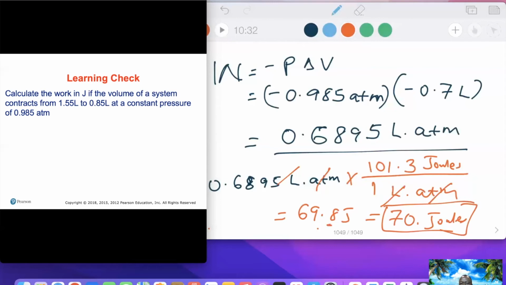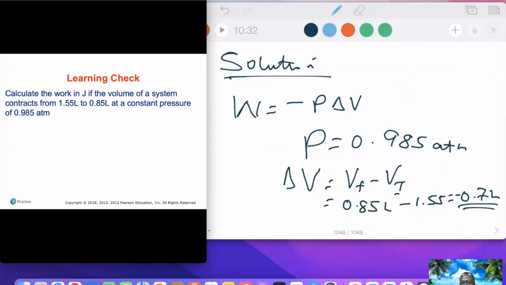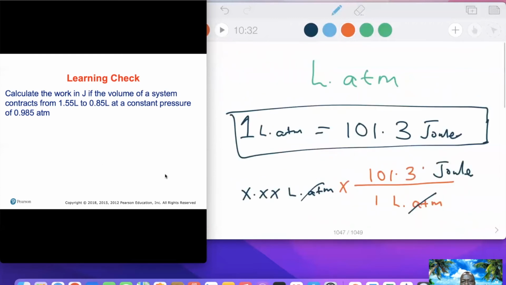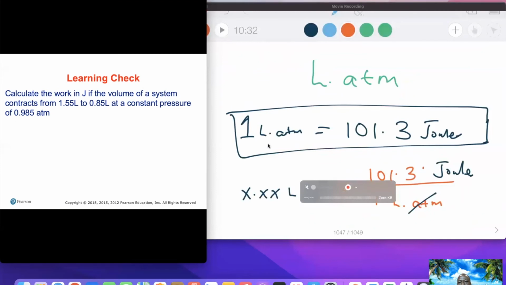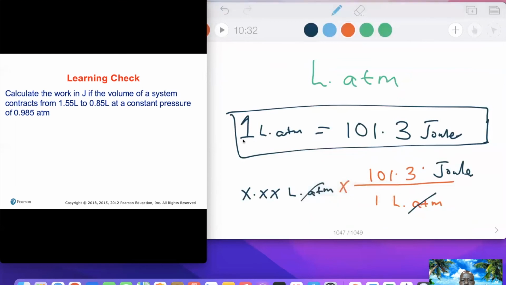This is how you will end up with the answer in joules. Please do more practice on PV work. This conversion factor you will see in the next exam, the next quiz, so make sure you practice with it.